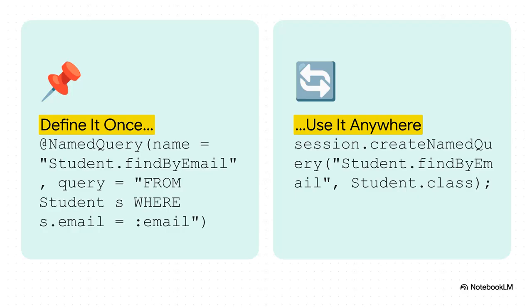And this pattern right here is just so powerful. Look on the left. You define the query one time, in this case with an annotation, right on the Student entity itself. You give it a clear, obvious name like Student.findByEmail. Then, over on the right, anywhere else in your code, you just call that name to run it. It's clean, it's safe, and it is perfectly reusable.